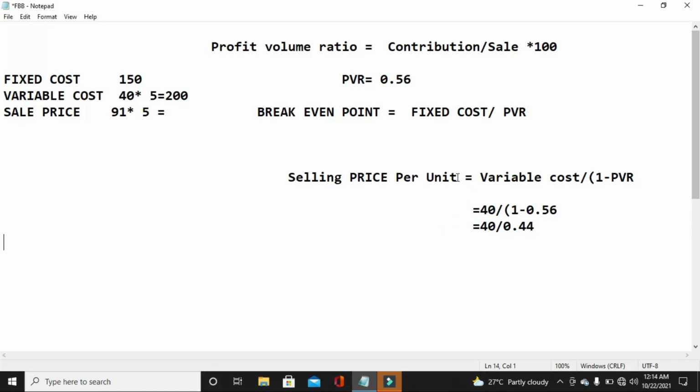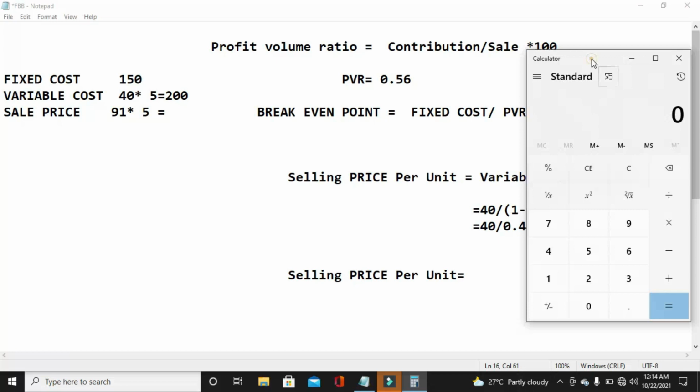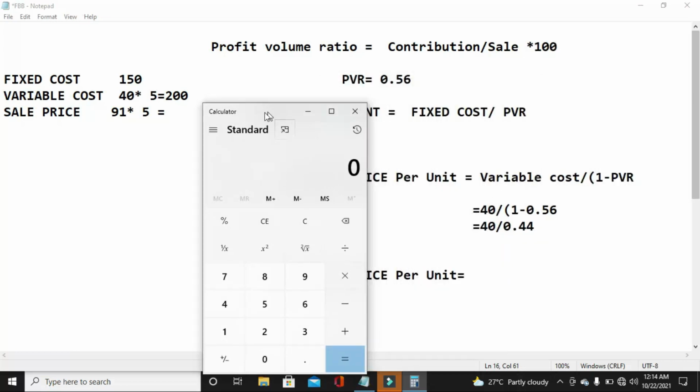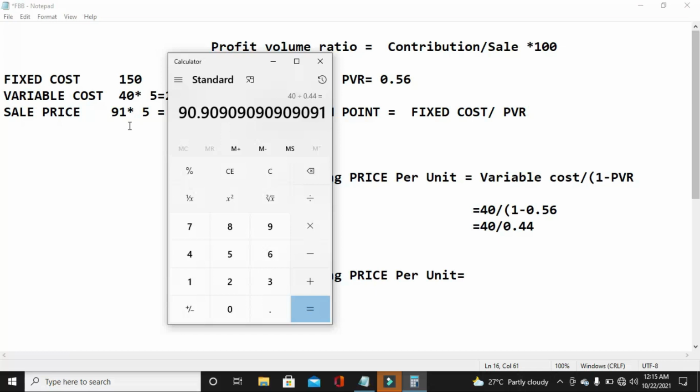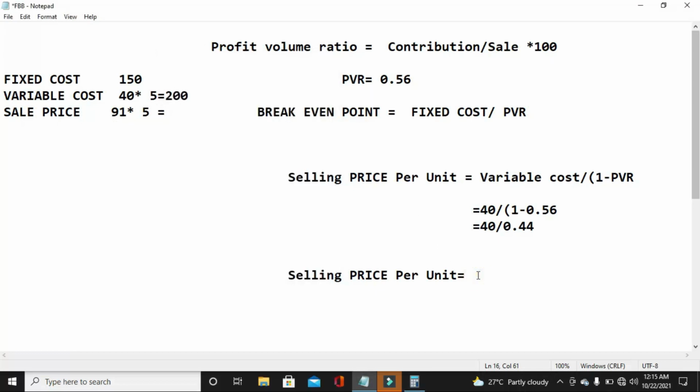Let's find the selling price per unit. The selling price at which we have to sell our product: we have to divide 40 by 0.44. So the selling price is 90.90. It is almost the same as what we are selling at right now. Okay, so it is almost the same as what we are actually selling at right now. So it is 90.90, and we have calculated an accurate selling price.